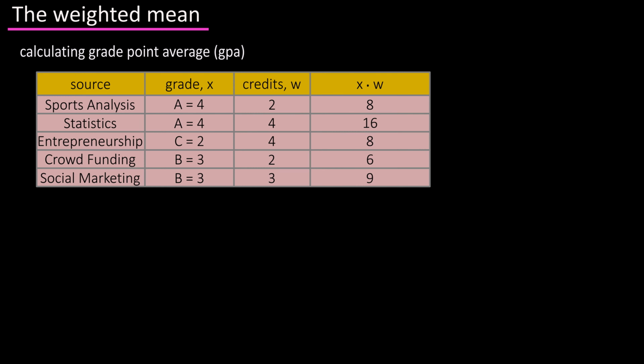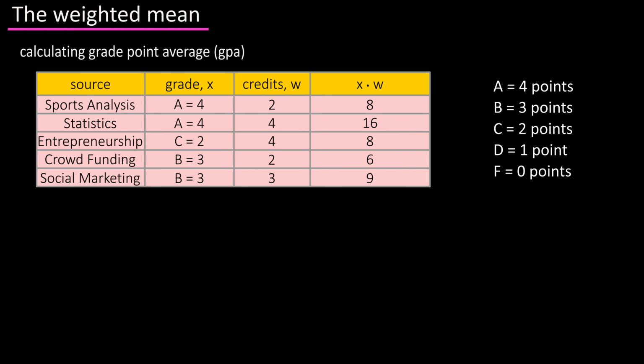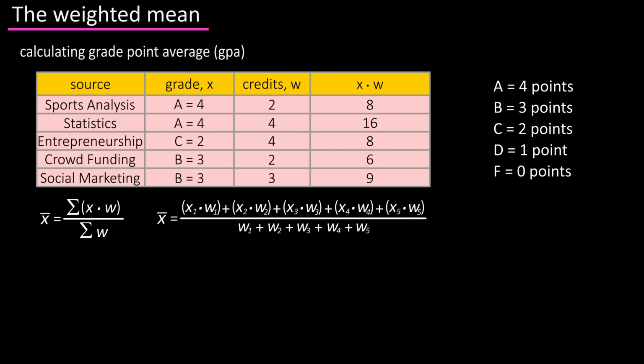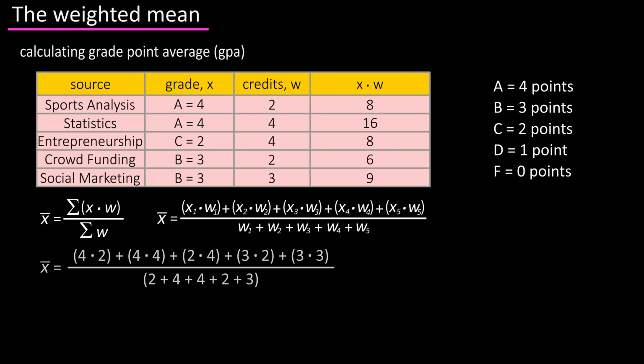For instance, let's say your grades for a semester are listed in this table, with an A being worth 4 points and going down to a D being worth 1 point. The grades column is our X, and the credits column is our W. In this instance, the weighted part. Using the formula from before, x bar equals the sum of x times w divided by the sum of w, we do the math and end up with 47 divided by 15, which equals 3.13 as the grade point average. So in the range of a B.